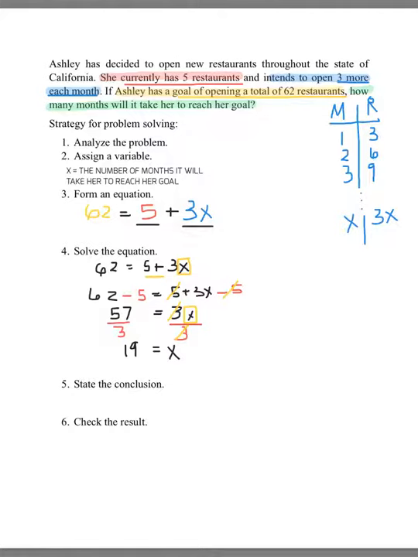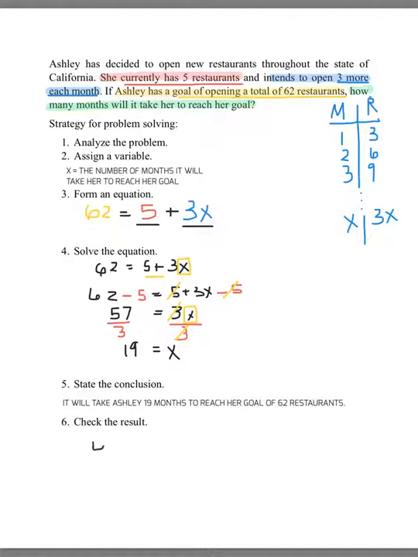So let us go ahead and state our conclusion clearly. Since the question was how many months will it take her to reach her goal, we're going to go ahead and say our conclusion is the following. It will take Ashley 19 months to reach her goal of 62 restaurants. So let us go ahead and check the result. Again, when checking the result, you want to start off with the original equation.